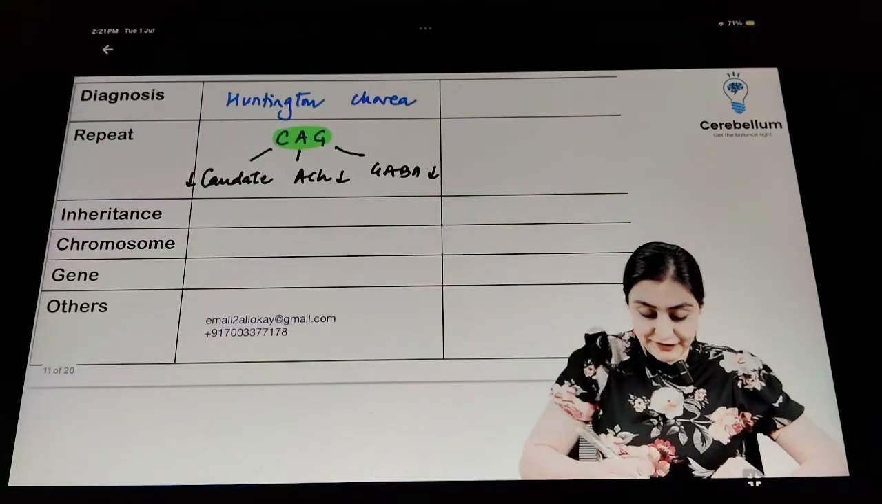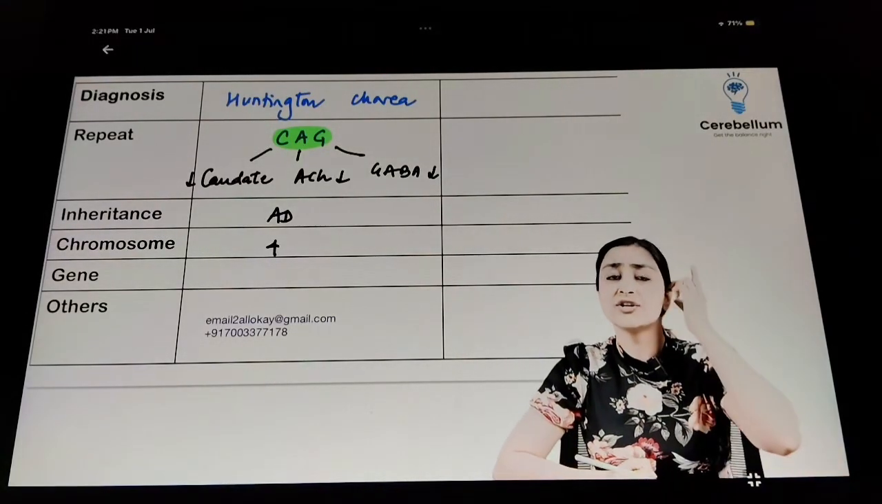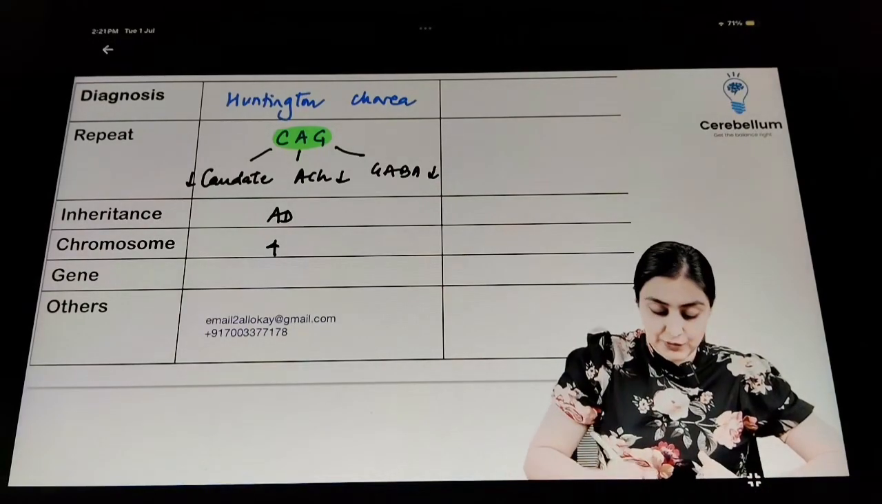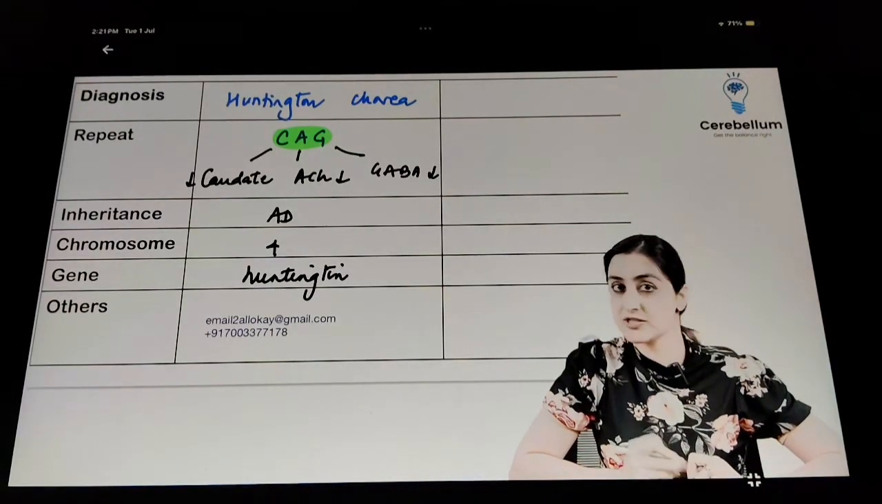The inheritance here is dominant, hunters are dominant. Cage has how many balls? 4 balls, so chromosome is 4. How are hunters usually? Hunters usually are very dominant. So the gene that you want to remember is Huntington. So remember, hunters are very dominant, they are trapped in a cage has 4 balls. That's what you need to remember.